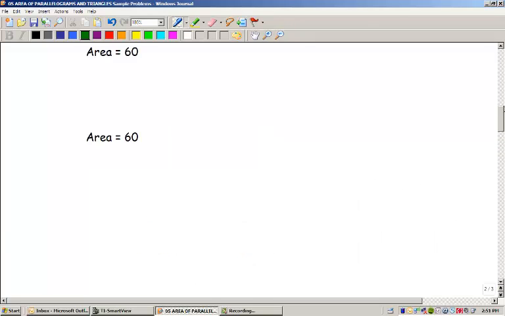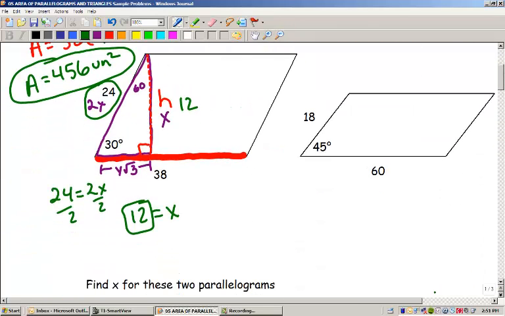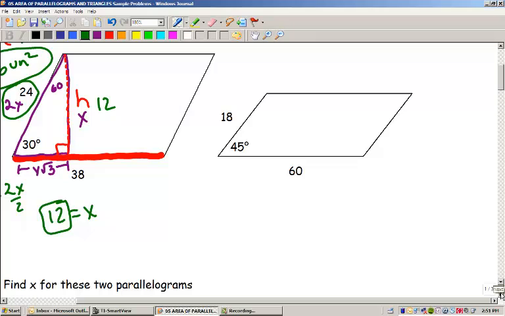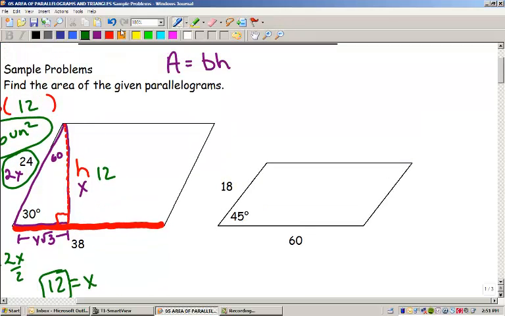Same type of situation, but now what we notice is that this side is 60, that's 18, and that's 18. And again, it is a parallelogram, so we're going to use the formula: area is equal to base times height. So again, we take a look and we don't see an altitude. But again, we see that this is a 45-degree angle. So again, what we're going to do is drop an altitude down.